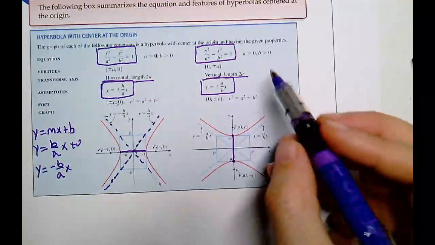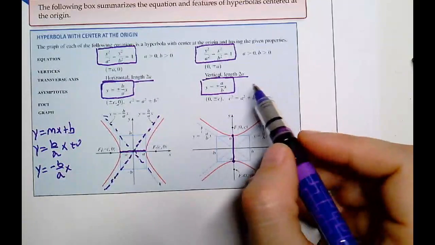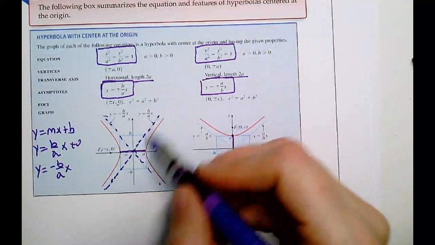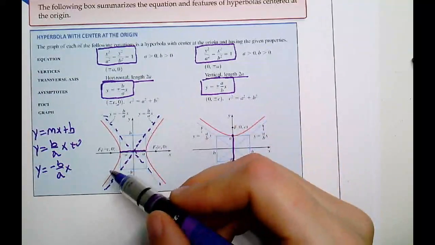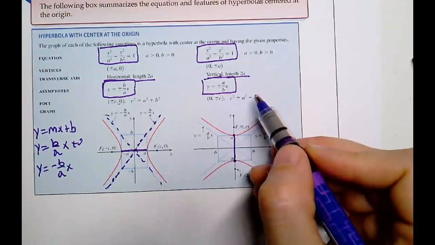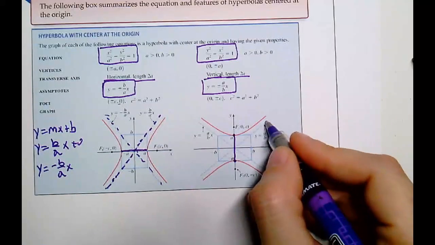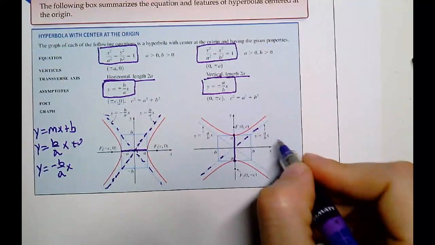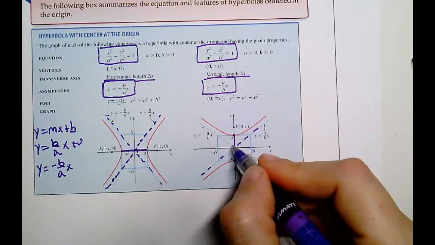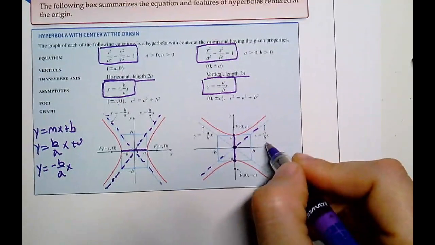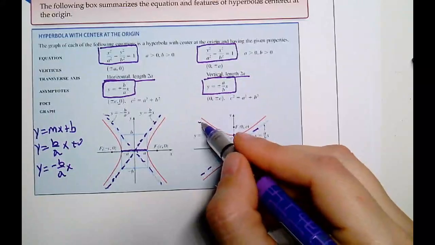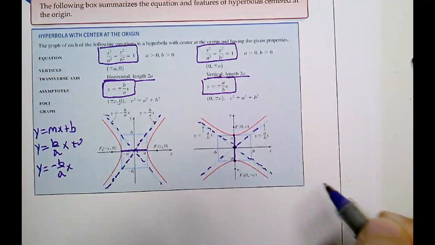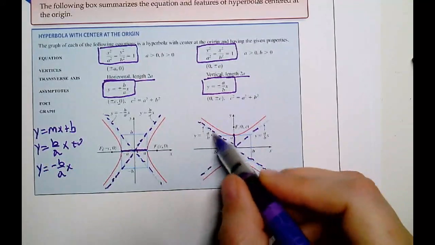And then in the other case, the asymptotes, these are not vertical or horizontal, these are slant asymptotes. In the other case, the asymptotes are going to be a over b times x, so it's a line that goes through the origin and has slope a over b, and then the other asymptote is negative a over b times x.